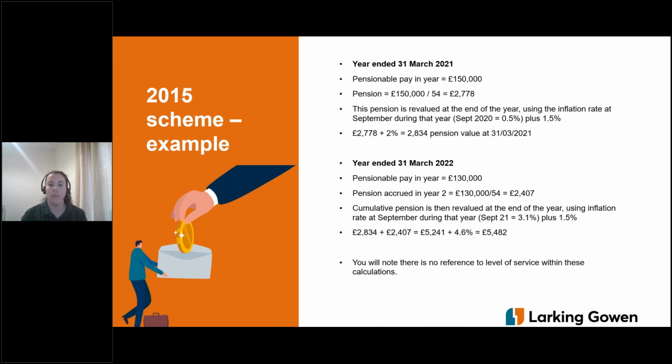Let's go forward a year. Pensionable pay drops slightly, 130,000. So a 54th, they've accrued £2,407. So we add that 2,407 to the pension we've worked out in the year before, the 2,834, and we revalue it in the year, 3.1% plus 1.5%, so it becomes £5,482. And each year those pension amounts are added together and added together and uplifted and uplifted.